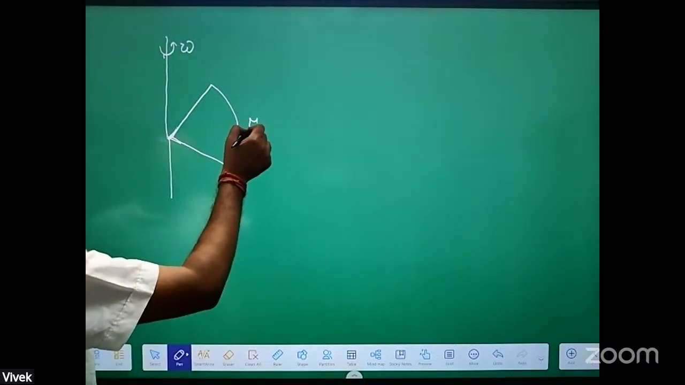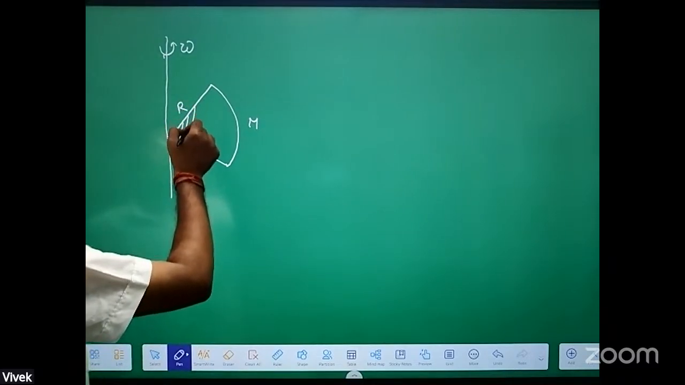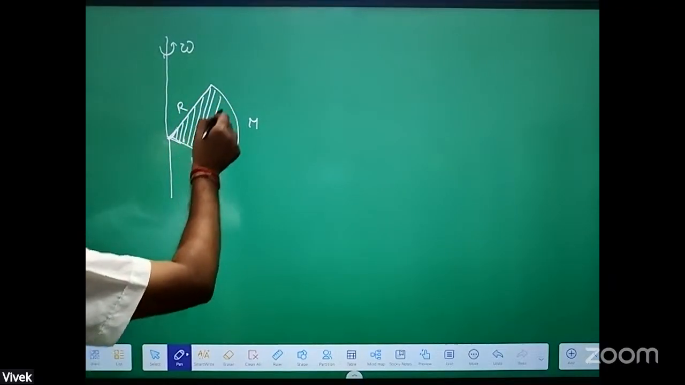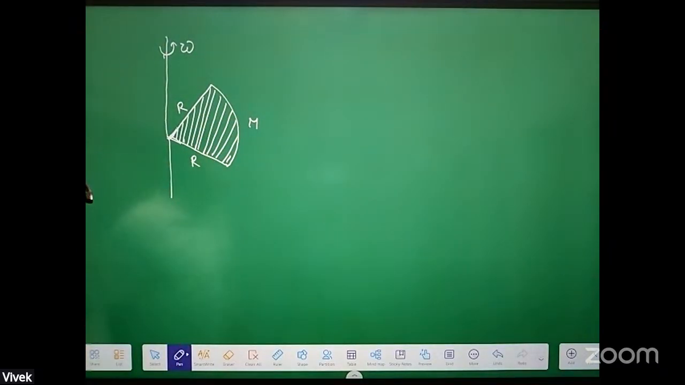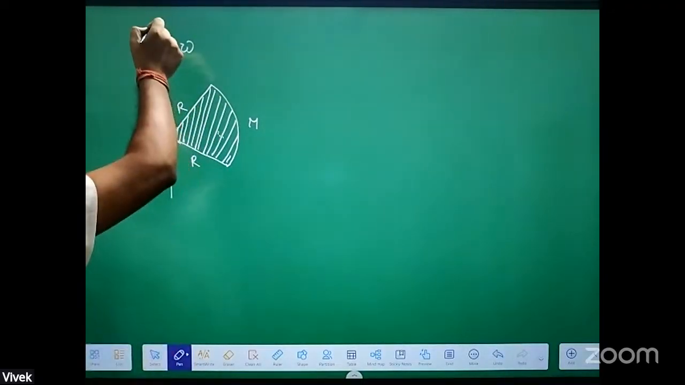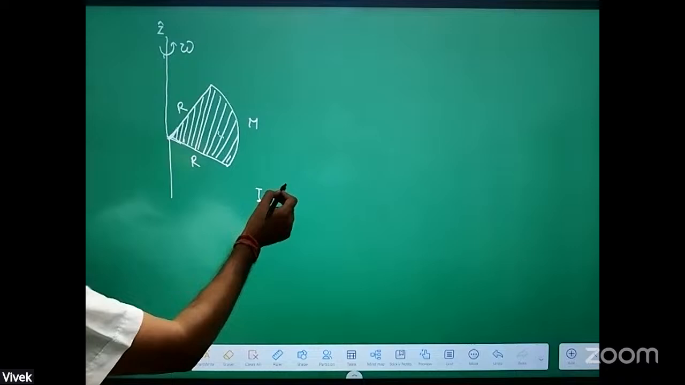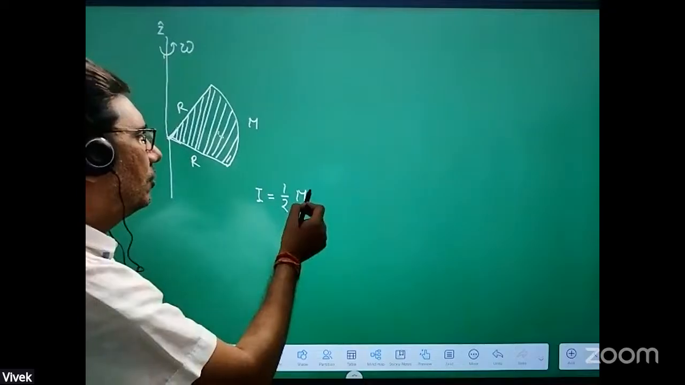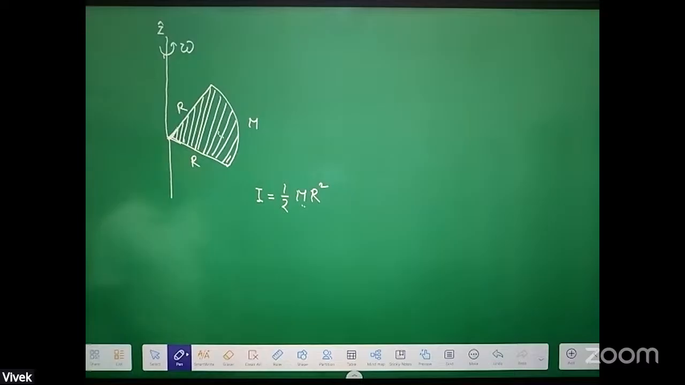Mass of this is m. Radius is r here. So it is like this. This quarter of plate is rotating about this axis. What will be the moment of inertia of this quarter of plate about this axis, z axis? Again, same formula. You're going to have I equal to 1/2 mass of this plate into r square. But this time this m will be mass of this quarter plate.